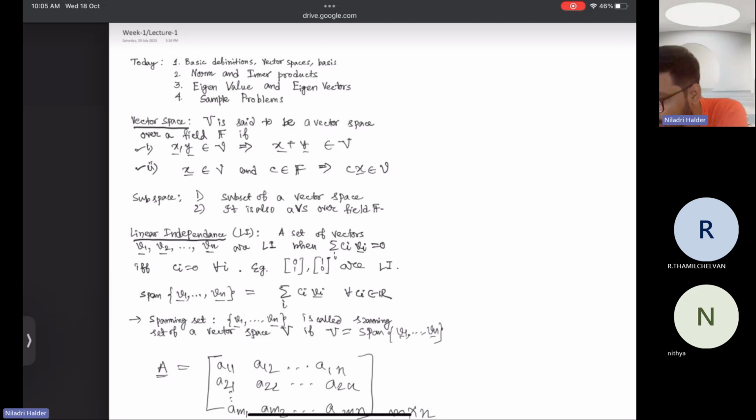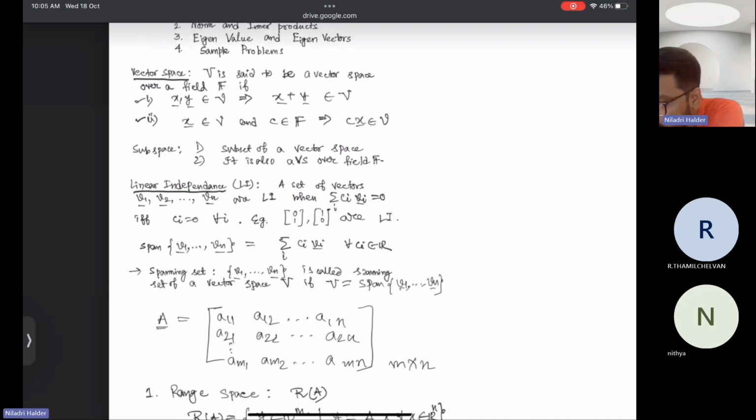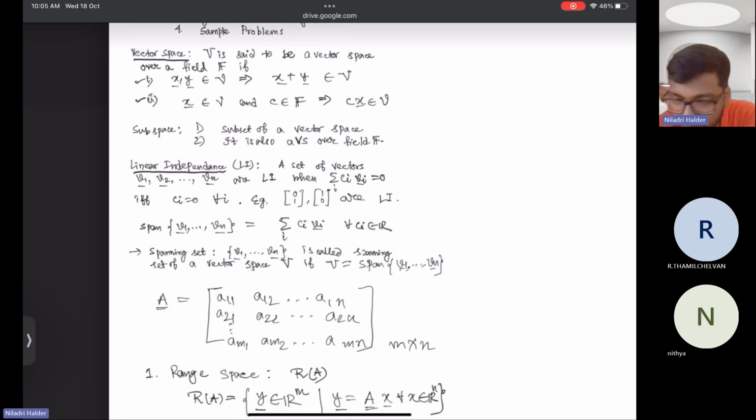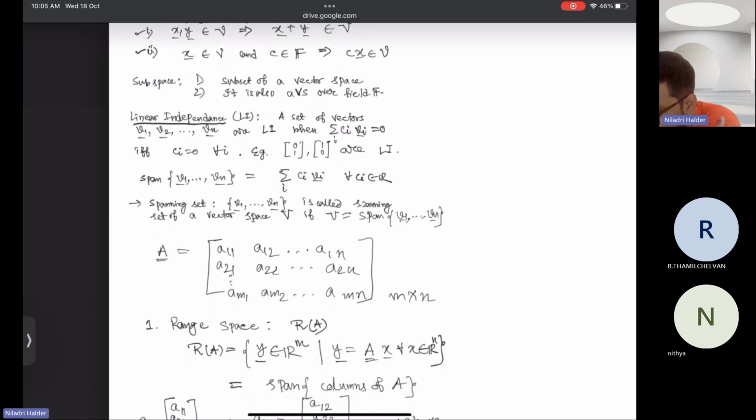In the first class I talked about vector space. What is a vector space? A vector space is a set of all the vectors if these two conditions are satisfied. One is: if x and y belong to a vector space V, then x plus y should also belong to V. And the scaling condition should also be satisfied: if x belongs to V, then c times x should belong to V, where c is a scalar taken from a field F, which can be the real numbers.